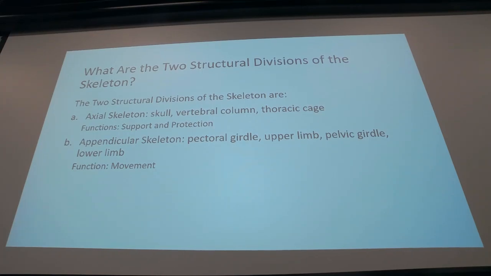Okay, now I already told you about this, but let's look at it again. The two structural divisions of the skeleton. Based on position, we have two major subdivisions, axial skeleton and appendicular skeleton. Axis means center. So the axial skeleton is found in the central part of our body, includes skull bones, vertebral column, and thoracic cage. Functions, support and protection.